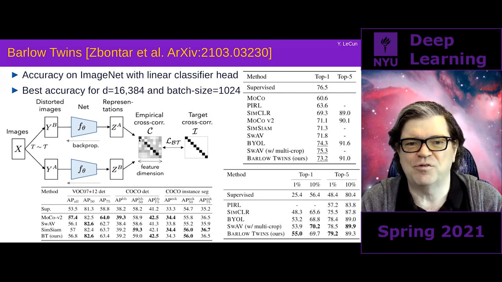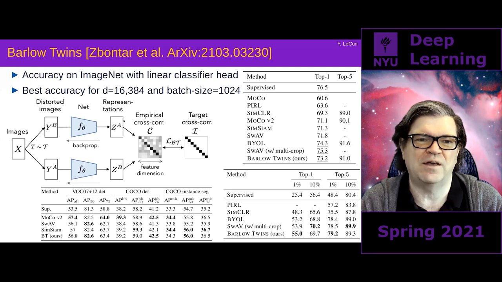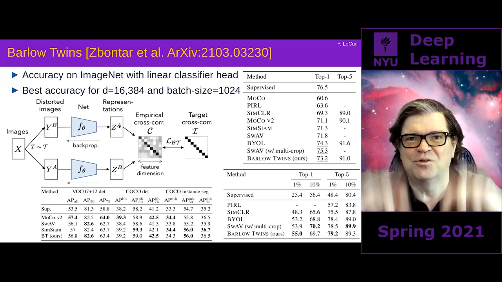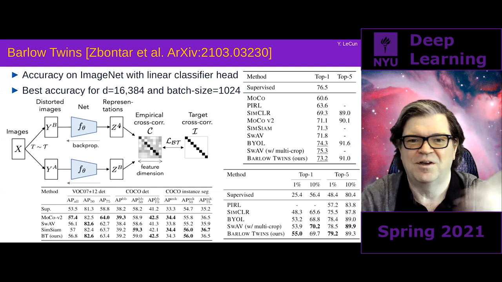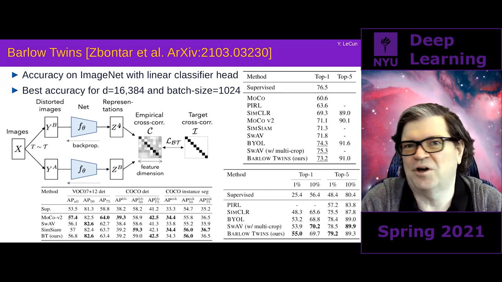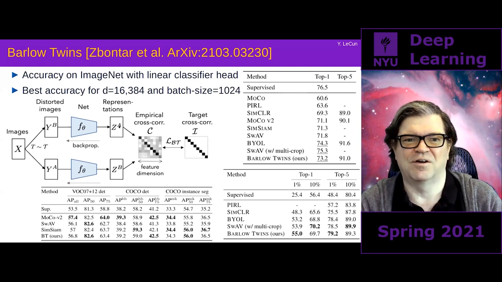Now, there's an easy way for the system to cheat, though, which is to make every component of ZA equal, or essentially very dependent on each other, and every component of ZB also equal. So that basically there'll be very little information in both ZA and ZB because all the components of the vector will vary at the same time. It will satisfy the criterion for the diagonal, but will not give you any particularly interesting features.